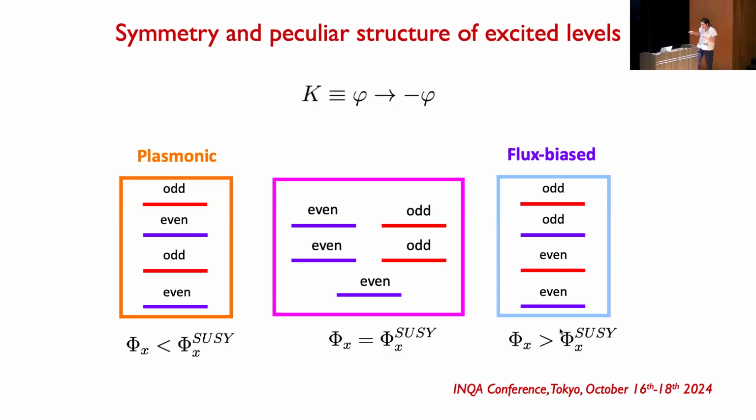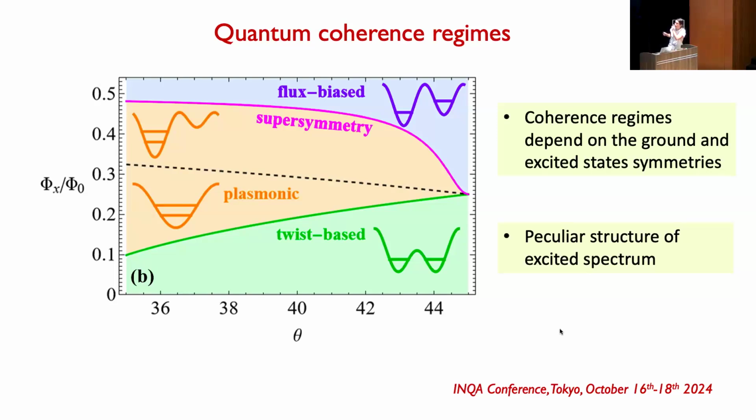Let me say one thing: this is not a phase diagram, it's important to say. This is not a phase diagram because it depends on both the structure of the ground and the excited state. So it's a qubit decoherence diagram.